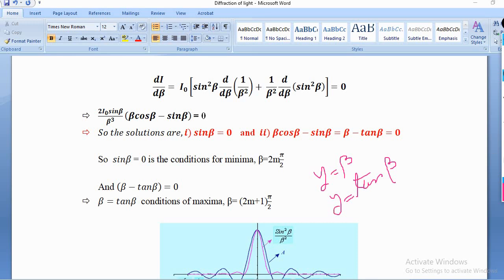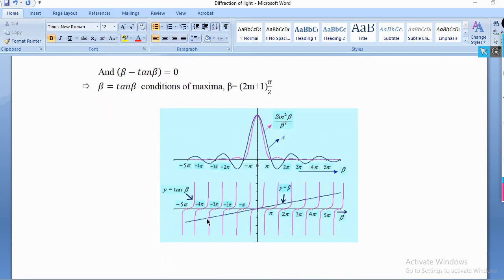Now graphically how does it look? It looks something like this. Just see, you have two curves. Y is equal to tan beta, which has an infinite nature. You all know tan has an infinite nature, not like our sine and cos. And you have the other one, y is equal to beta.